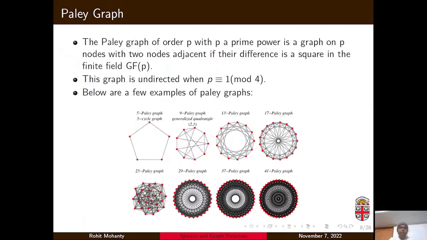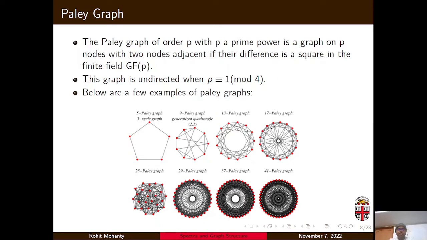Now that we have seen the generalized Hoffman theorem, let's apply it to a special graph and see the bounds on that graph, which is called a Paley graph. First, let me define what a Paley graph is. The Paley graph of order P, where P is a prime power, is a graph on P nodes with two nodes adjacent if their difference is a square in the finite field. The graph is undirected when P is congruent to 1 mod 4.